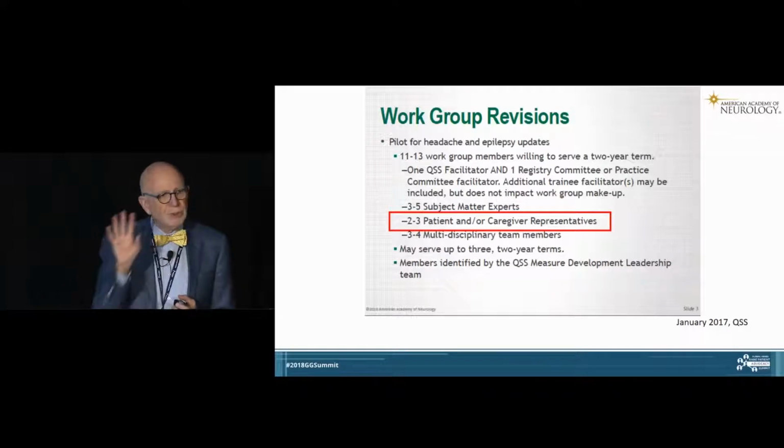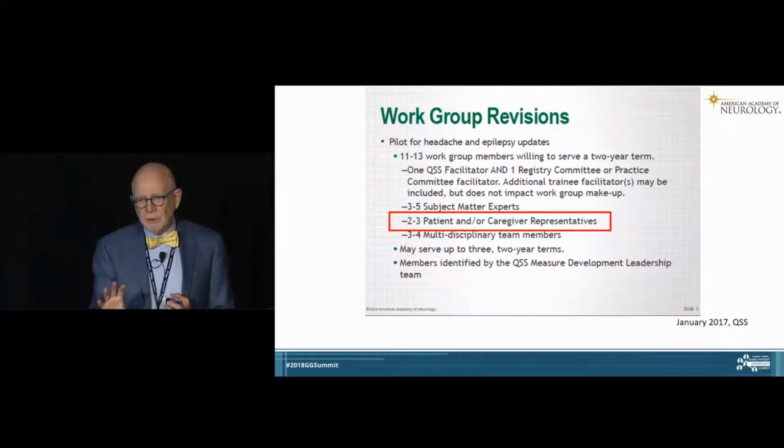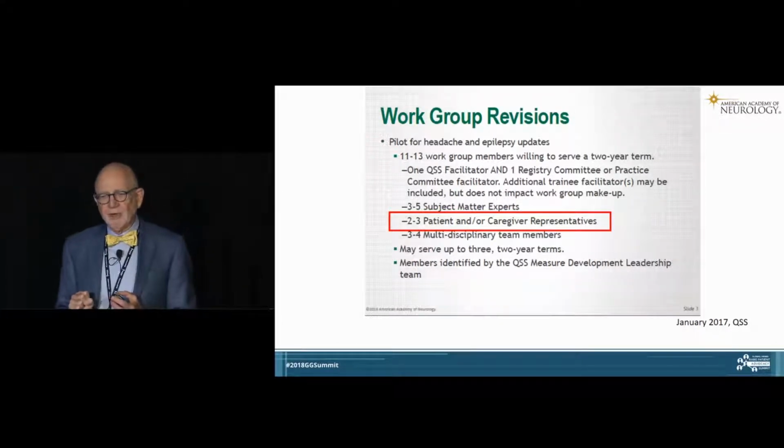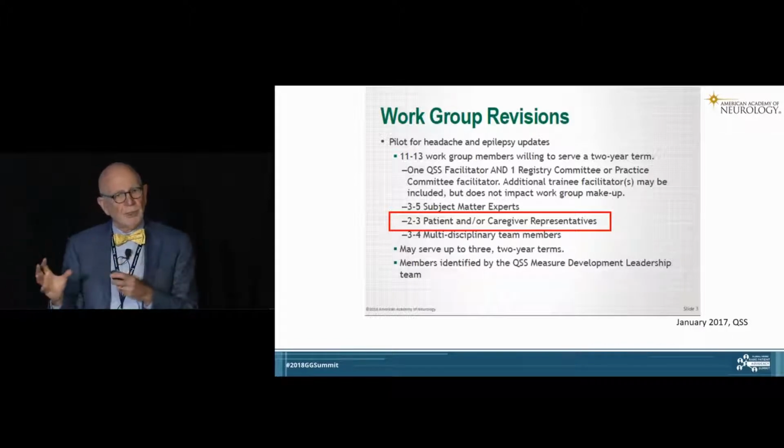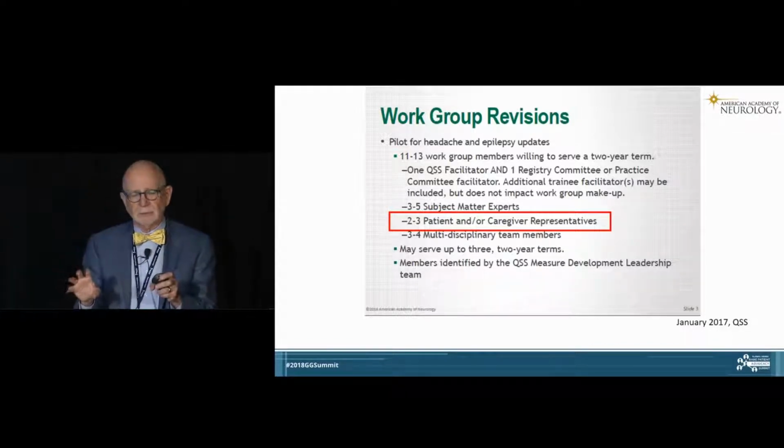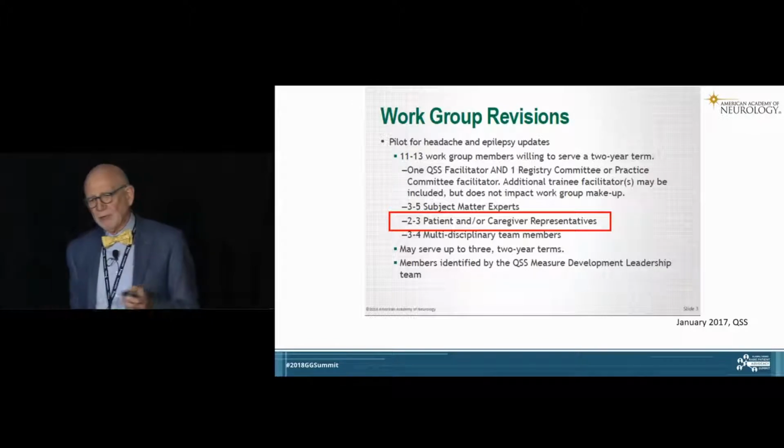Work group. Who's the work group for quality measures? Two to three patient or caregiver representatives. And so this is a movement that's growing, to have the people that are affected by a particular quality measure at the table. And the Academy has done a wonderful job of that.